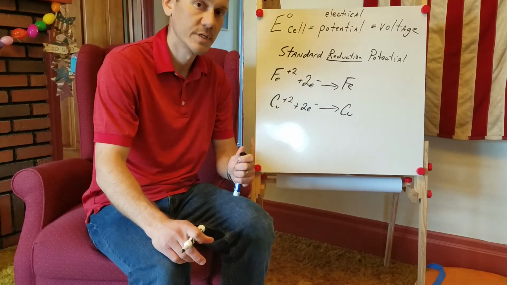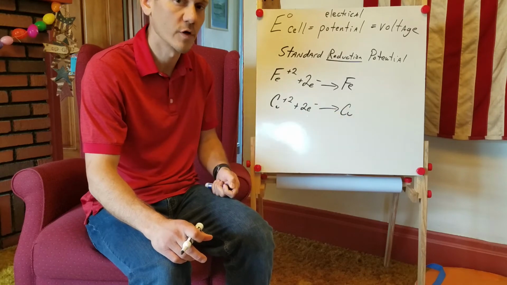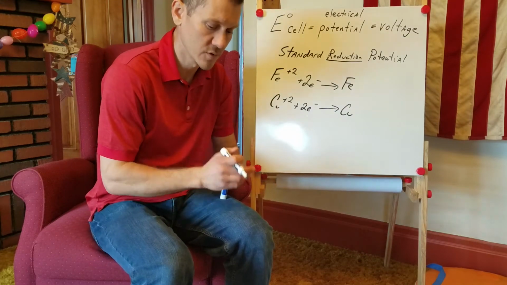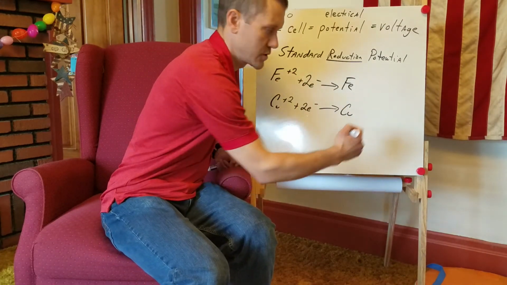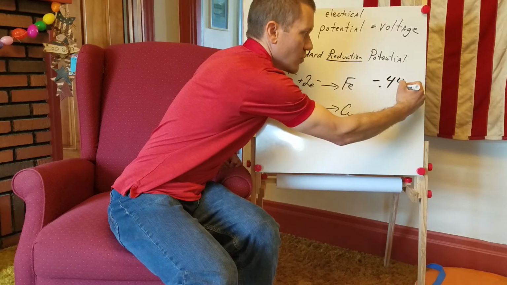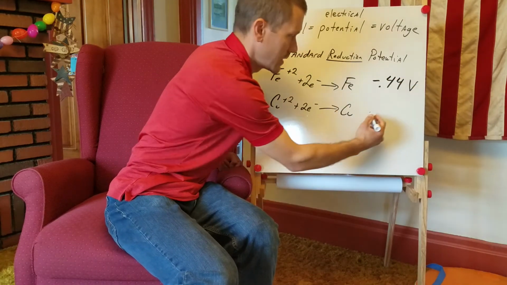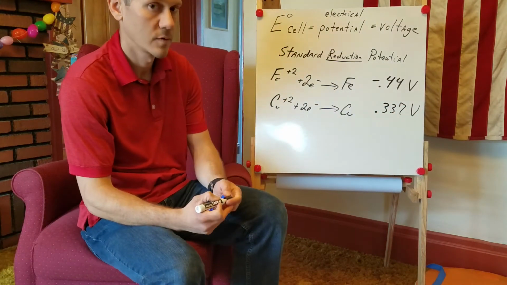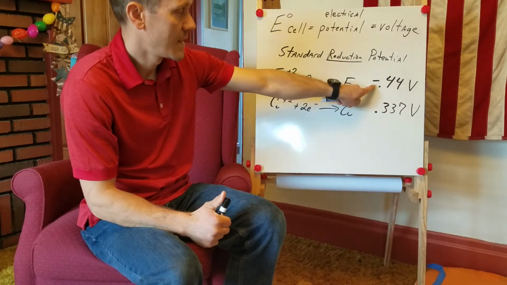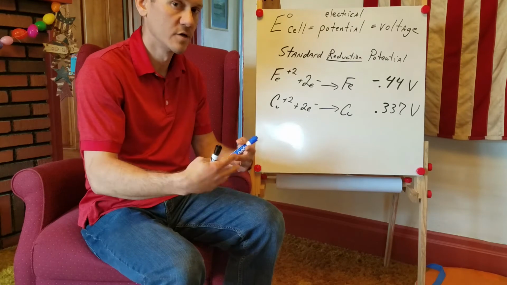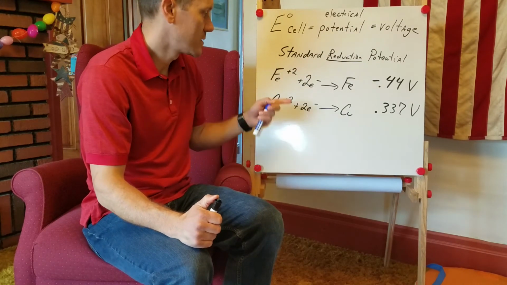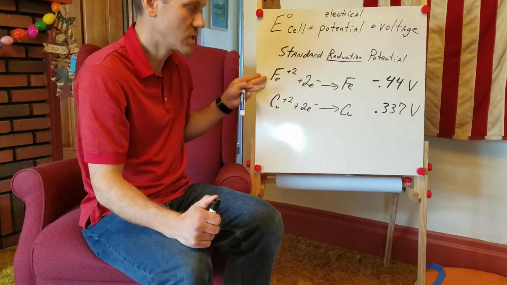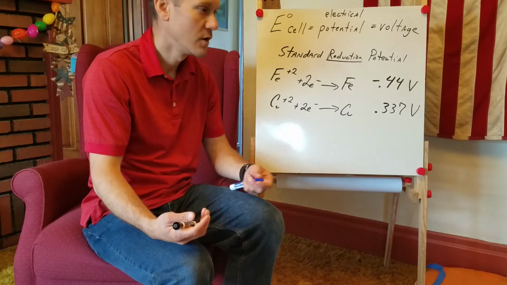Because they're both listed as reductions, we know that one of these is going to have to be reversed. So we'll look in the back of the book and get our reduction potentials. For the iron reduction reaction, it's negative 0.44 volts. For the copper, it's positive 0.337 volts. The negative would be energy given off, voltage given off, and we know that iron is more reactive than copper, so you get a larger negative value for iron.